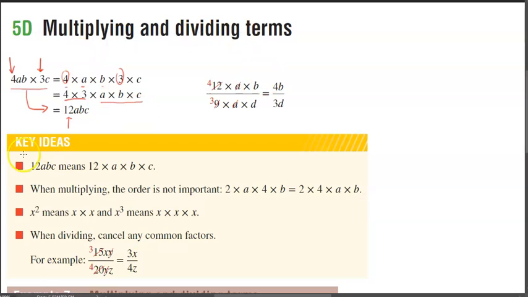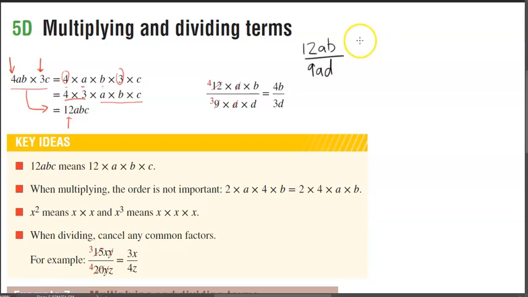Where it gets a bit tricky is if we have a question, and I should write this out in proper format, where we have terms that are dividing with each other. So 12ab all over 9ad. A question will look like this, and it's going to ask you to simplify this.